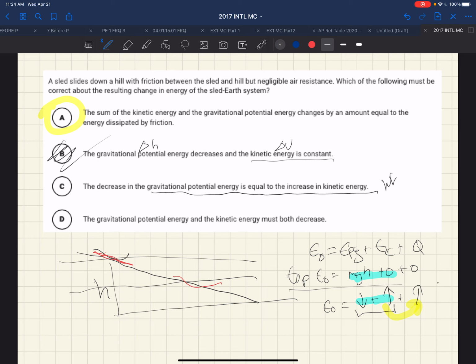Choice C: decrease in potential energy is equal to the increase in kinetic energy. That is true when there is no friction. But there is, so choice C is out.